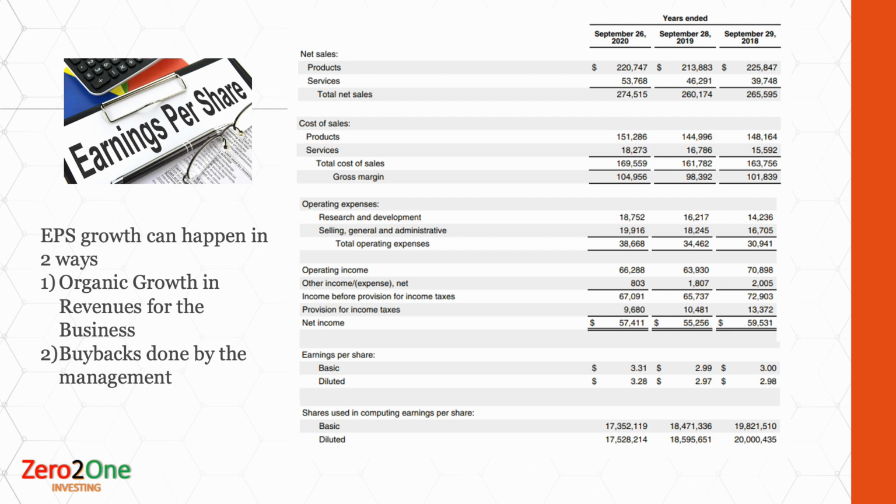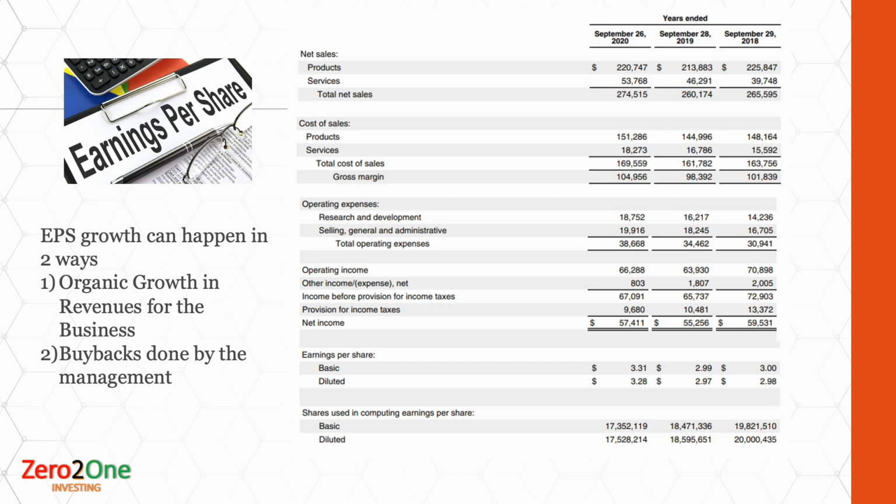So as you can see in the last row here, the shares which are used in computing earnings per share, which is the basic and diluted shares, are decreasing. The shares were around 19.8 million in 2018, and they have decreased to 18.4 million in 2019, and further decreased to 17.3 million in 2020. So they're decreasing year on year, which is helping to keep the earnings per share on a higher side, and helps the EPS to grow even when the net income is falling down.